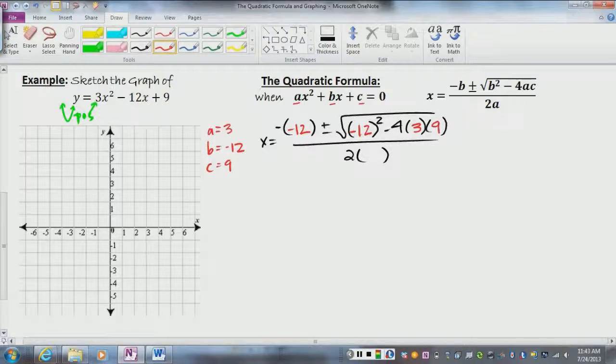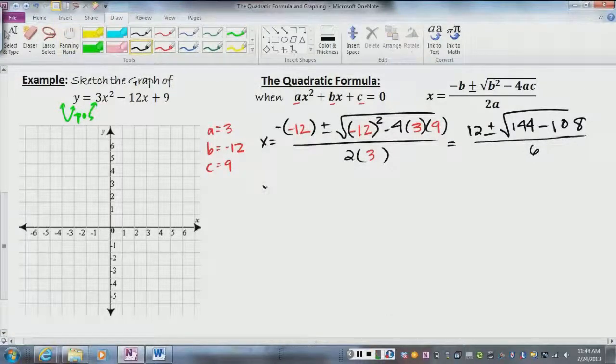So negative b plus or minus the square root of b squared minus 4 times a times c all over 2a. Now we're going to go through and simplify. Negative negative 12, that's 12 plus or minus, this is going to be 144 minus 108 all over 6. That's going to be 12 plus or minus the square root of 36 all over 6, which is 12 plus or minus 6 over 6.